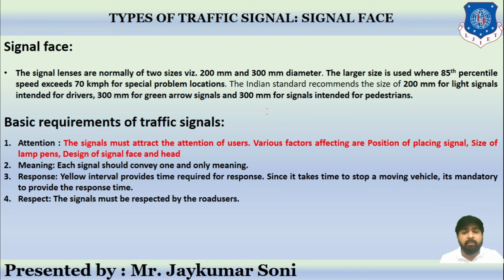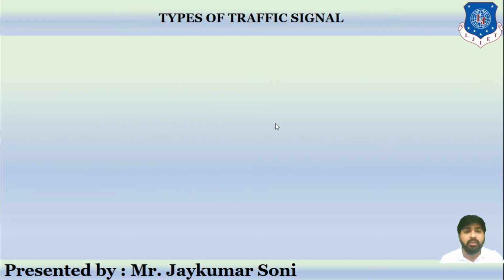So as far as the basic requirements are concerned, there are a total of four kinds of requirements. One is attention, two is meaning, third is response, and fourth is respect. The signals must provide attention, they must provide meaning, they must provide the response, and they must provide respect also. So this is all about the particular types of traffic signal.